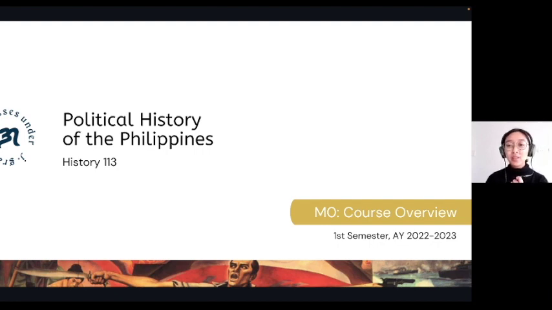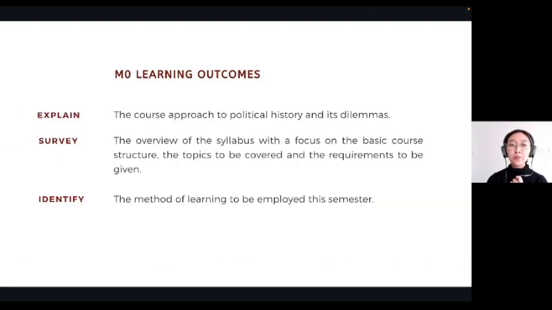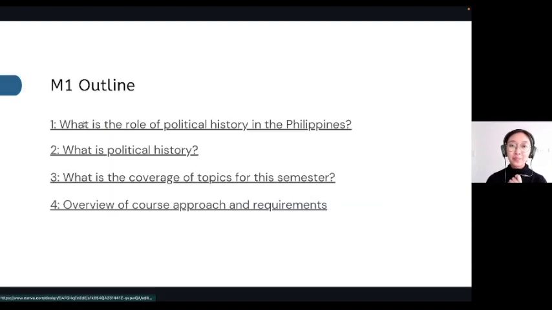So, here in this particular lecture, we're going to do a course overview, right? And in our course overview, we're going to do the following things. We're going to try to explain the course approach to political history and its dilemmas. We're going to try to survey the overview of the syllabus with a focus on the basic course structure, the topics to be covered, requirements to be given, as well as the grading scheme. And finally, we're going to try to identify the method of learning to be employed this semester.